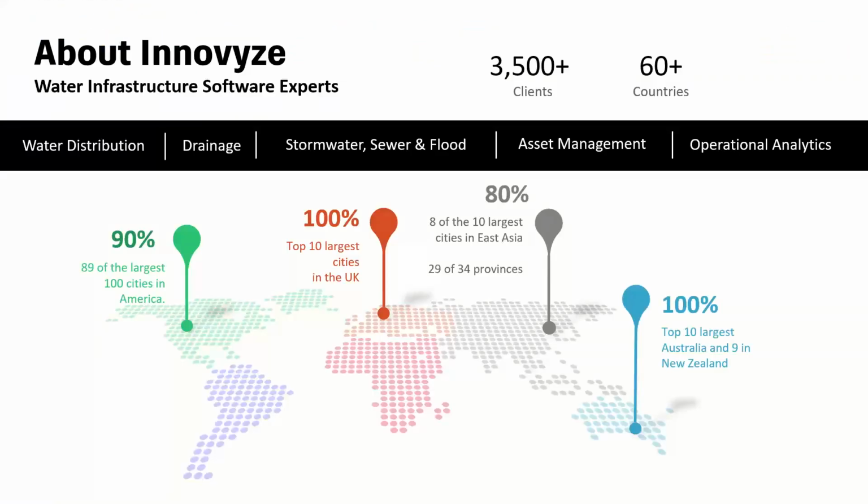A little bit about Innovyze, if you're not familiar with it: it's a global company that pretty much provides water infrastructure software. And when we say water, we're not strictly speaking water distribution. We're talking water distribution, drainage, storm sewer, flood, and asset management. We're a global company, so we pretty much cover the entire globe. We have customers and users all across the globe, and we're in most of the major cities in the U.S. and around the world.